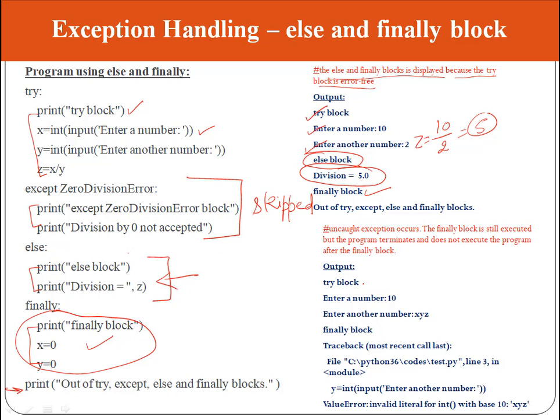In the try block, you entered a number 10, and for the other number you have entered xyz, it means an exception has occurred, right? So it has gone inside the except block. Then the finally block has been displayed, and whatever the traceback is there, it has displayed over there.